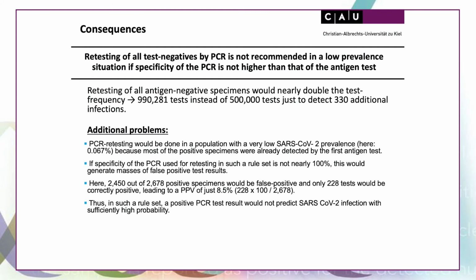From an economic point of view, the consequences of these scenarios just mentioned would be dramatic. 990,281 tests would need to be conducted on PCR just to detect the 330 overlooked additional infections instead of 500,000 tests. And furthermore, 2,450 out of the 2,678 total positive tests would be false positive, whereas only 228 test results would be correctly positive. This retesting leads to a starkly low predictive value of positive results of just 8.5%.